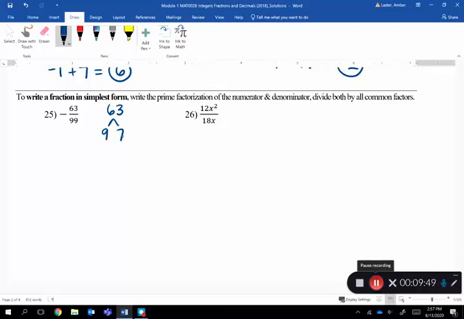7 is already prime. Prime means that the only numbers that multiply to give you that number are 1 and itself, right? For 7, there's nothing multiplied by something else that gives me 7. So 7 is prime. 9 breaks down into 3 times 3, okay? And 3 is prime. So now our prime factorization of the numerator is the negative out front, 3 times 3 times 7, okay? And then we want to take 99 and do the same thing.